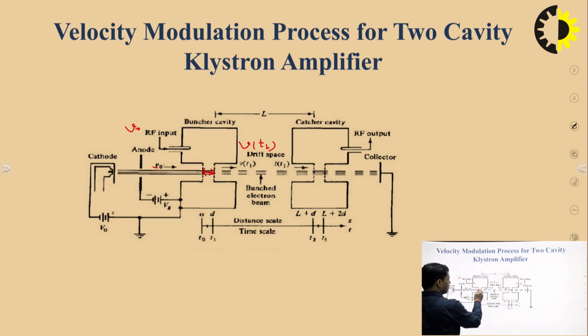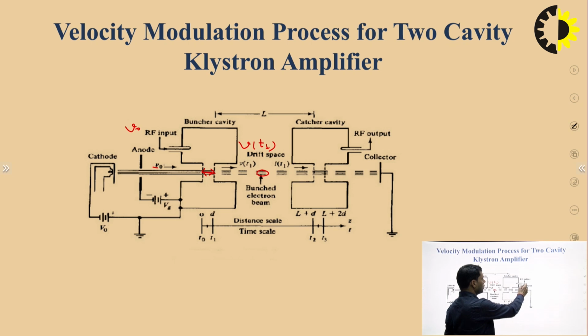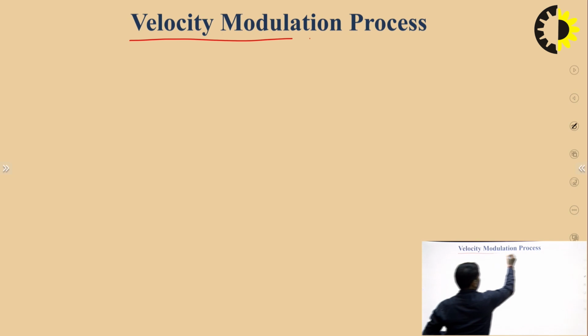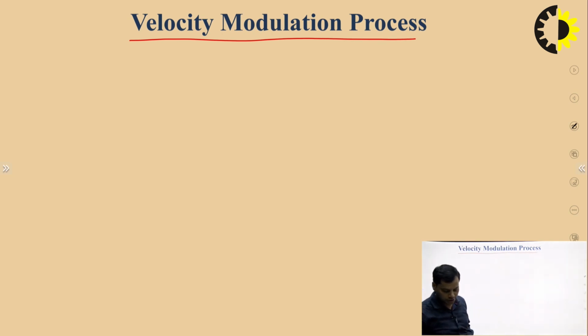Because of this velocity increase or decrease, the electrons will now be bunched here, and bunching will take place in this period. Let's say here the distance is 0 to D: at T naught the position is 0, at T1 it is distance D, and T2 and T3 are in the other gap. At the collector end, it will be collected here, and from this catcher cavity we will get the RF output. So how this velocity modulation takes place, we can now discuss here.